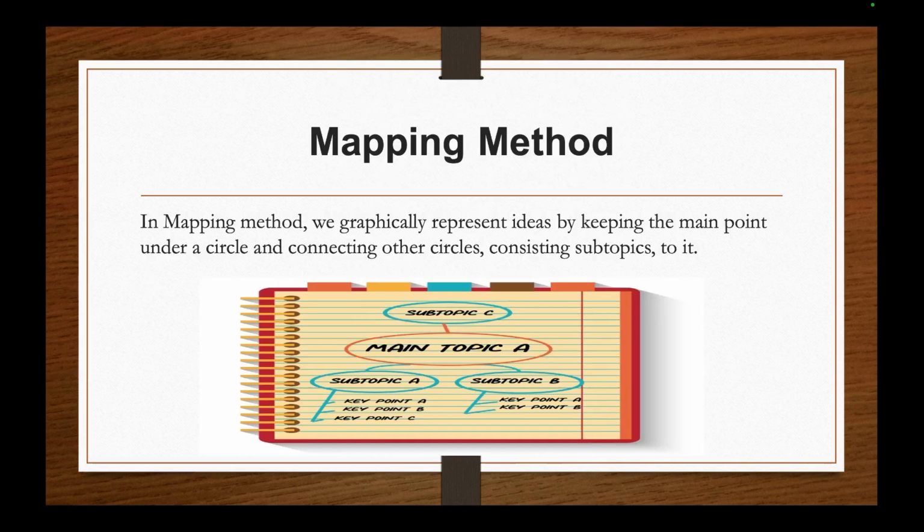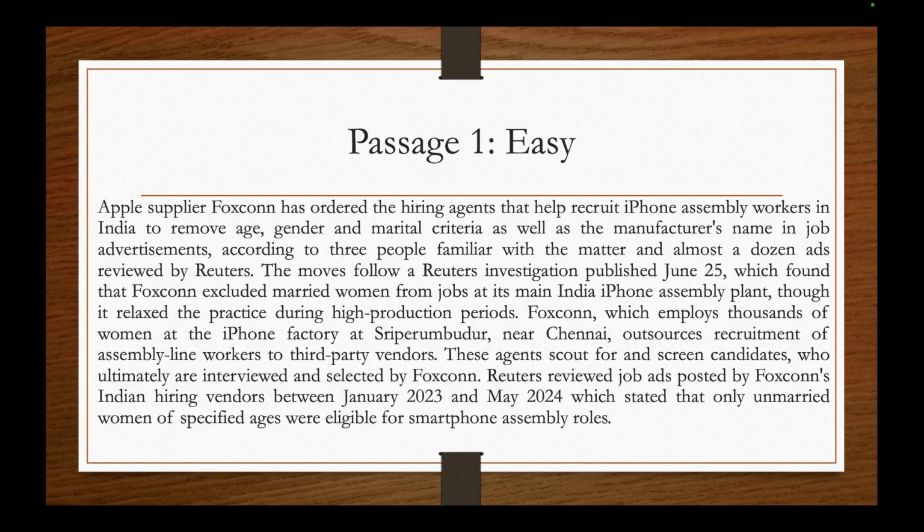All right, now the second last one we discuss is the mapping method. Mapping method is crucial when there's a lot of factual information given in a particular passage. In the mapping method, what do we do? We graphically represent ideas by keeping the main point under a circle and connecting other circles constituting subtopics, and hence a map, like a diagram, is created, as you can see in the pictorial representation. For example, in the first passage, let's see what it says.